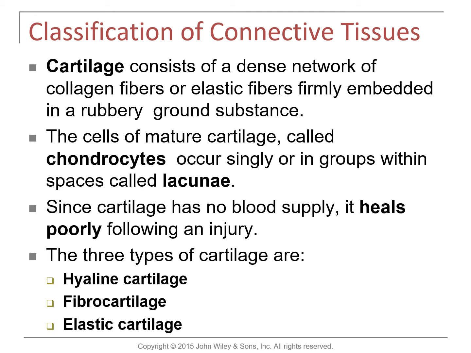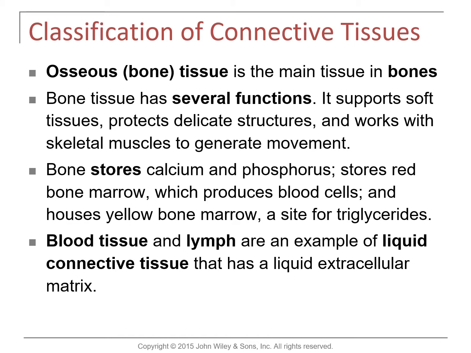Elastic cartilage is the cartilage found in your ear. That's elastic cartilage, so it's very flexible. So different arrangements of the cartilage allow for different functions. The next class of connective tissue is osseous or bone connective tissue.